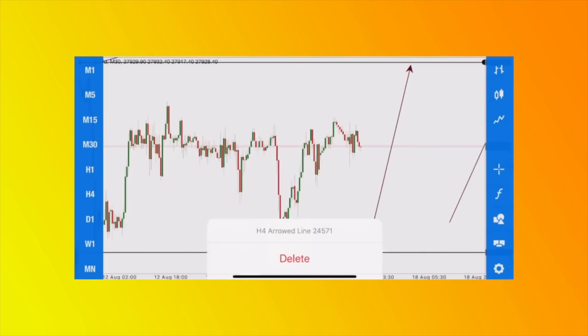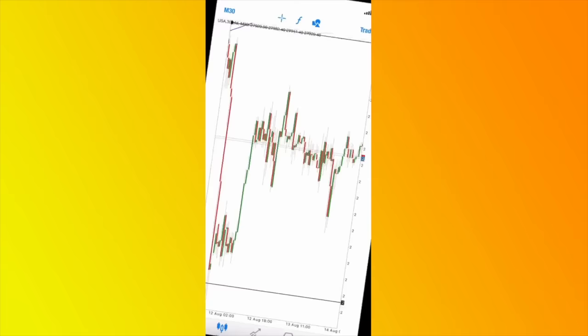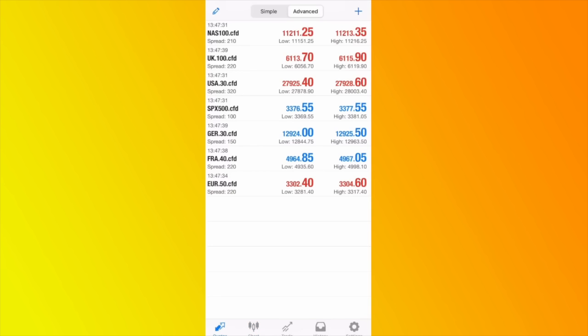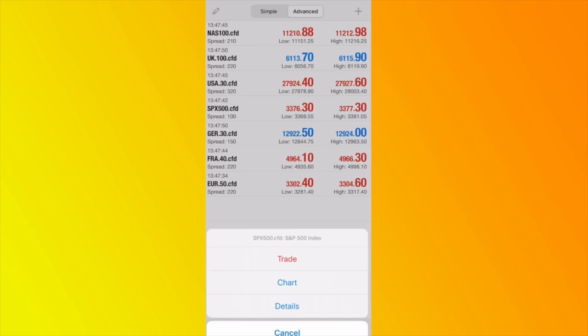So thank you so much. I'm done with USA data, and now I'm going to be moving right along to SPX 500. With SPX 500, I'm also going to be following the 10 procedures that I told you that you must follow. So let's start right now.